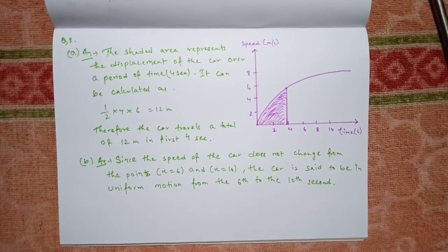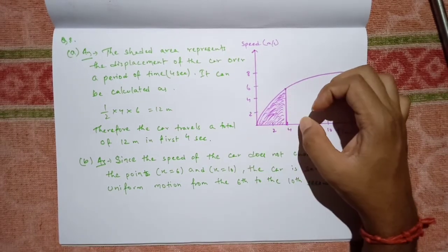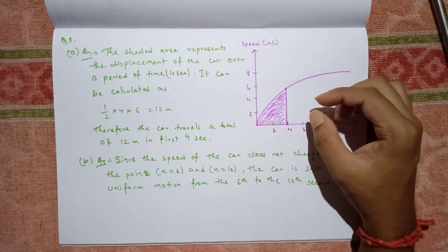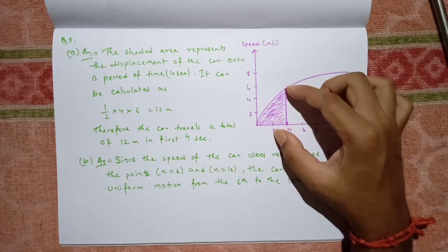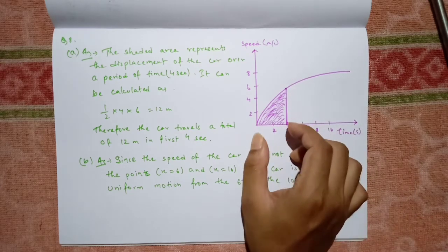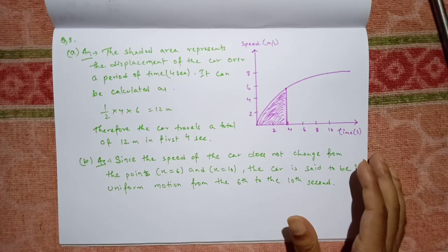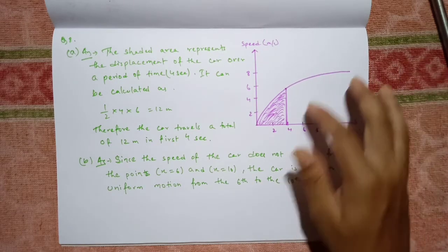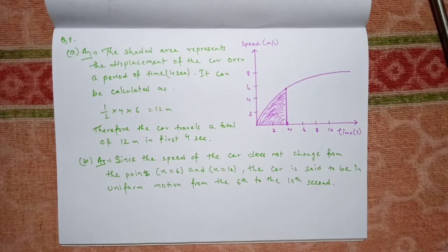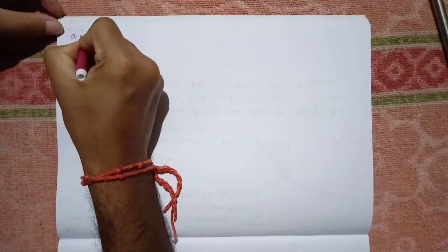Okay, as the shaded area represents the displacement of the car over the period of 4 seconds, then we have calculated the area under the curve, which is half into base into height. This is 12 meter. So therefore the car travels 12 meter in the first 4 seconds. And since the speed of the car does not change from the points x equal to 6 to x equal to 10, so the car is said to be in uniform motion from 6 to 10th second. The next question, which is number 9.